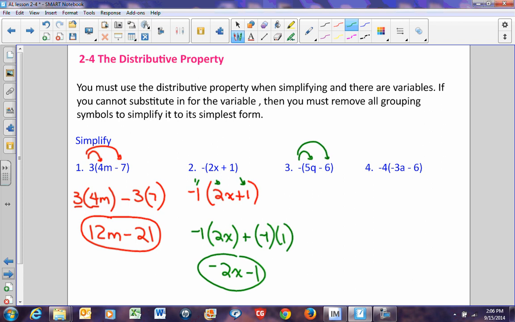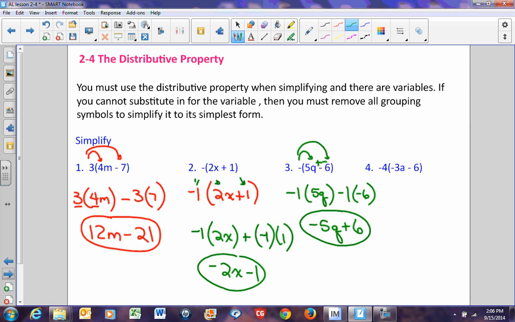the parenthesis the opposite. So I have negative 1 times 5 cubed, and then I have negative 1 times negative 6. Because remember, subtraction is adding the opposite, which is probably the best way to write that problem. So now we have negative 5 cubed minus 1 times negative 6 is positive 6. Notice everything inside the parenthesis changed to its opposite. 5 cubed became negative 5 cubed, negative 6 became positive 6.